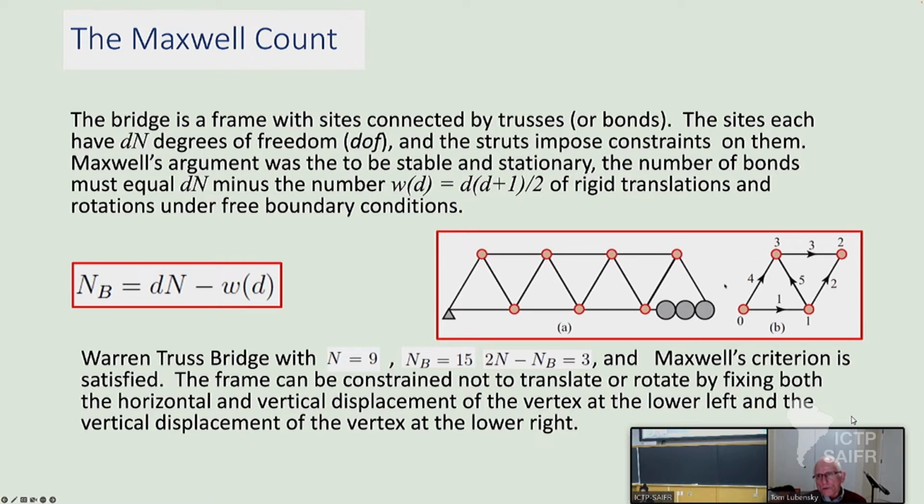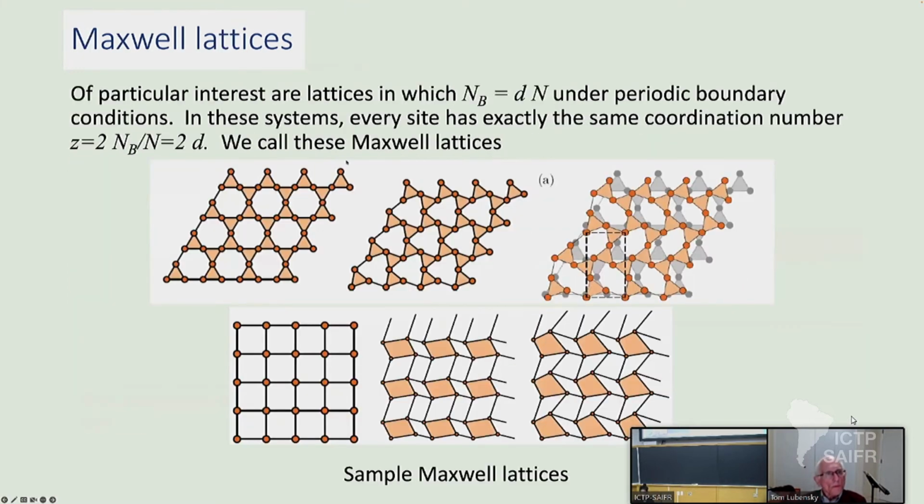And even in the simplest version of a Maxwell-like lattice, this one here, where I've just taken this part of the Warren truss, in order to see what the mechanisms are, or what the degrees of freedom are, you have to allow it to rotate freely. So here again, you nail this one down and you allow this one to go back and forth to see what happens to the rest of the system.